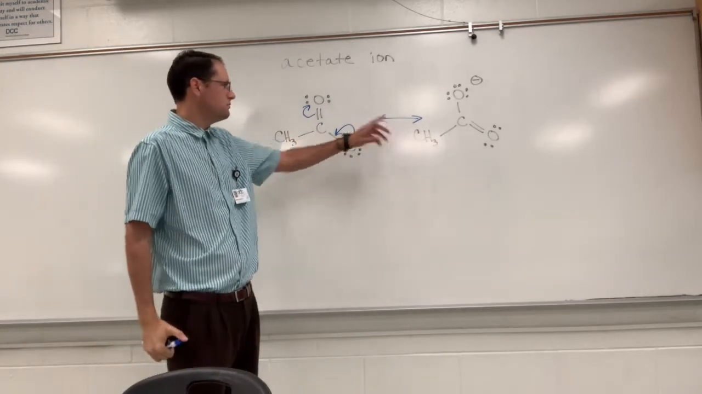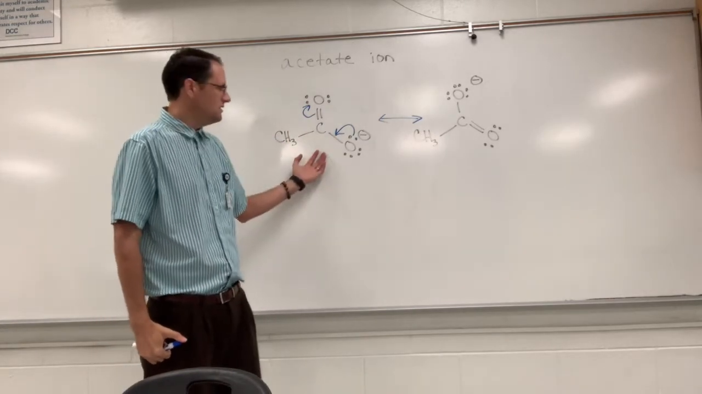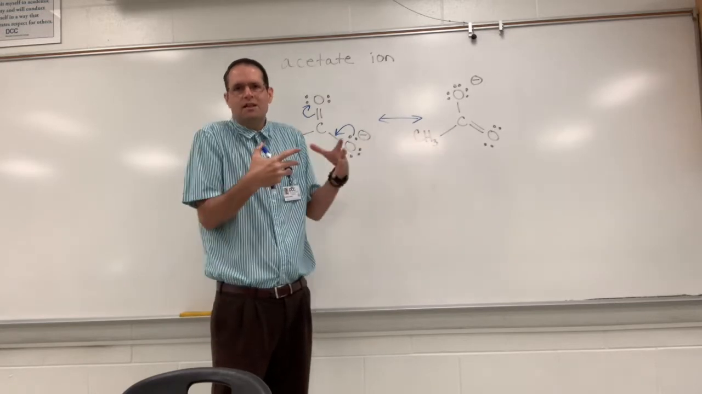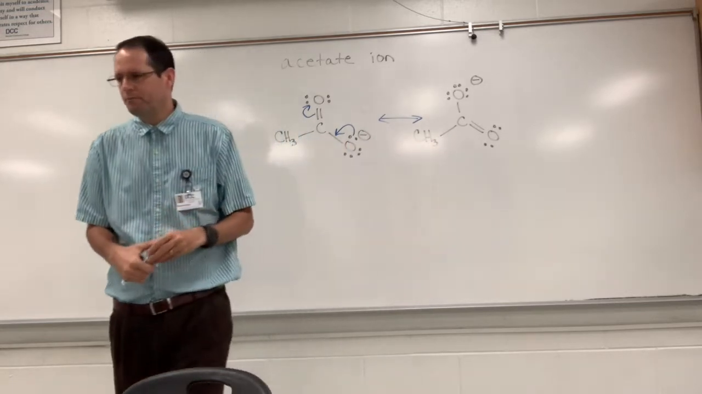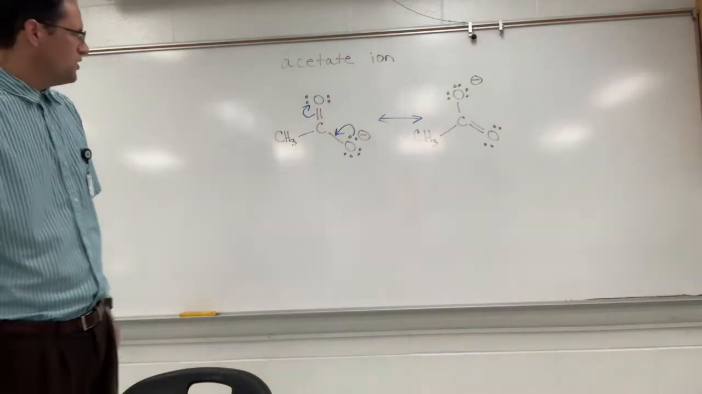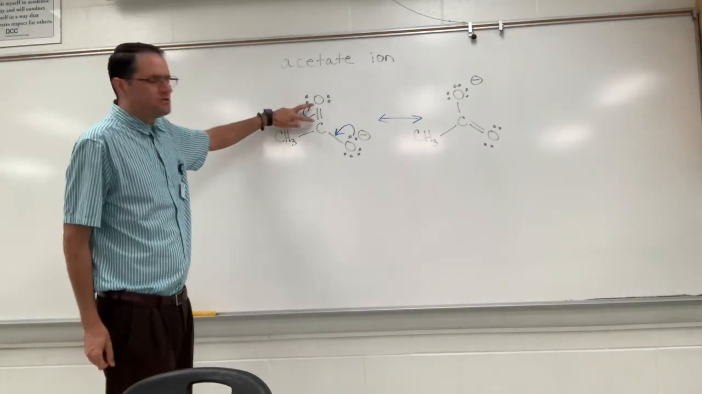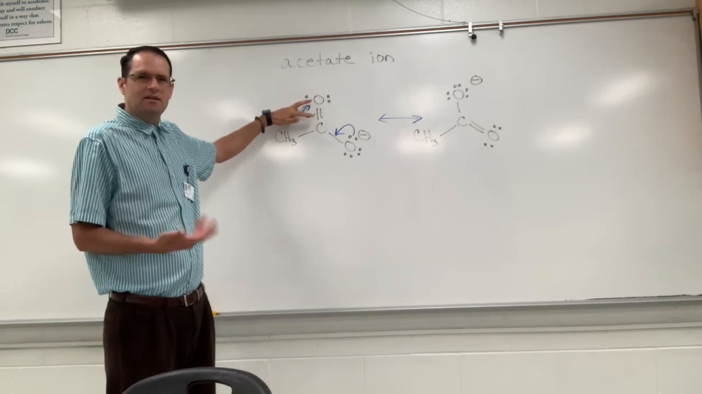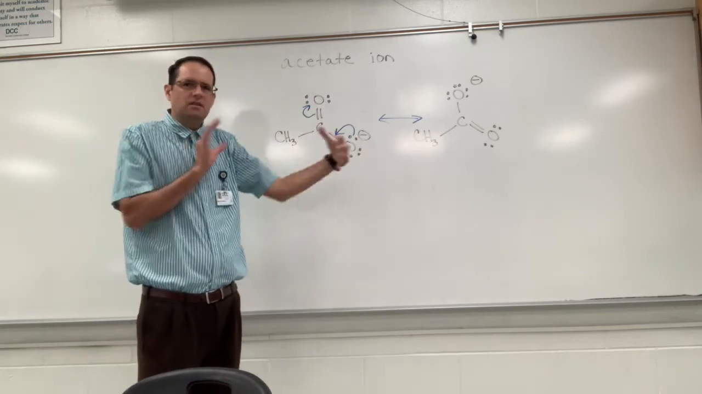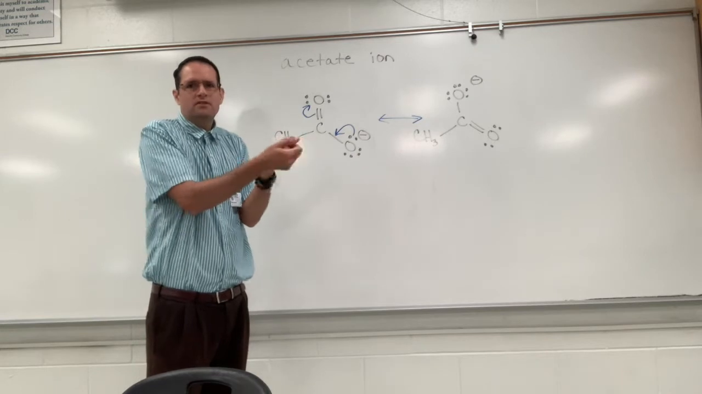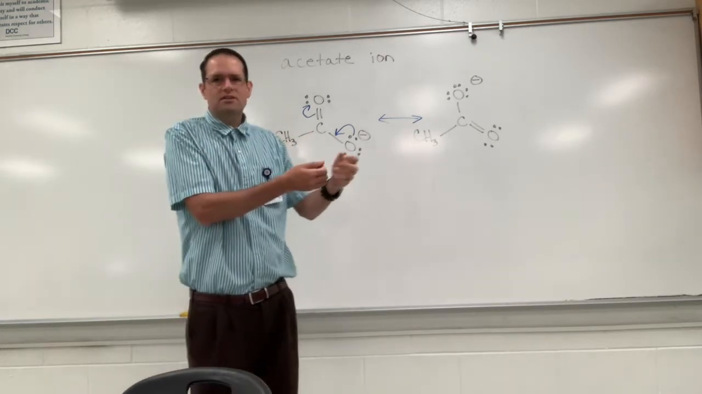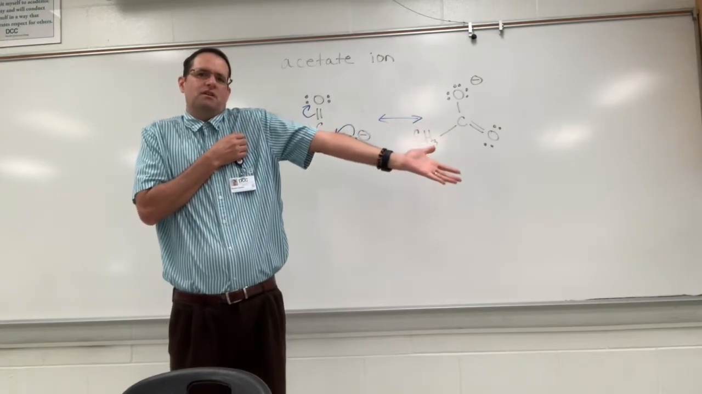The resonance arrows means this is a fake structure, this is a fake structure. The real molecule is like a hybrid of the two. In general chemistry, we discussed carbon-oxygen double bonds, and we said double bonds are shorter because there's more electrons bonding them. And carbon-oxygen single bonds are just single bonds, so they should be longer.